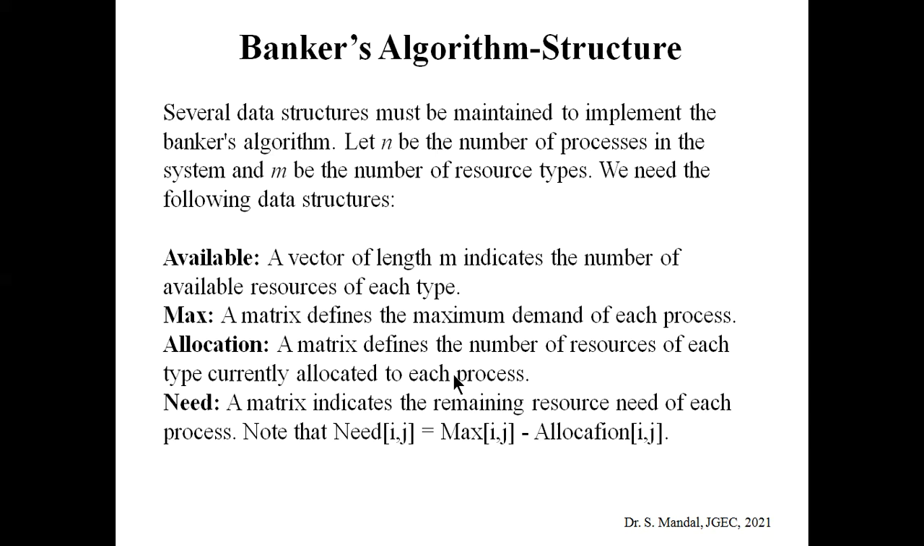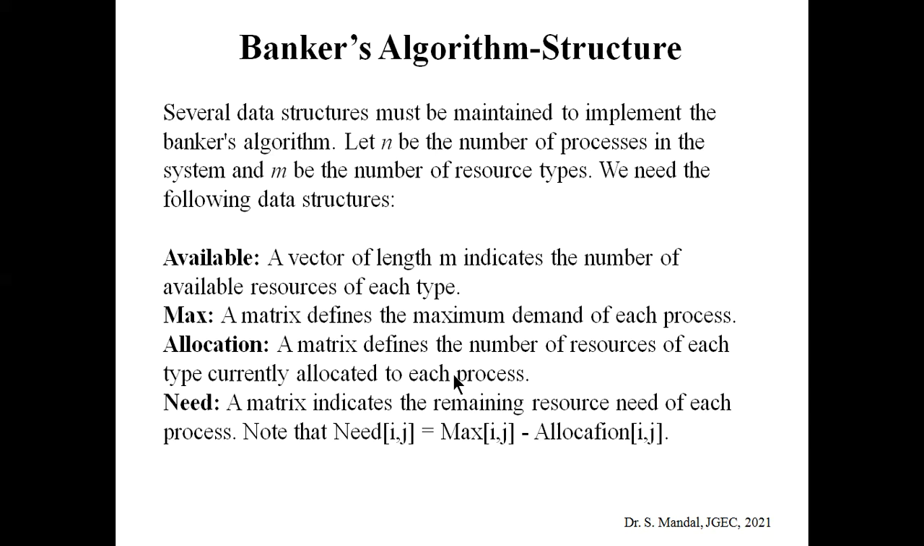Now max indicates the maximum demand of each process. Now allocation: this matrix defines the number of resources of each type currently allocated to each process. Whenever there is a process, obviously some number of resources is already allocated to it, and that matrix is denoted by allocation. The max matrix is nothing but the maximum demand of each process.